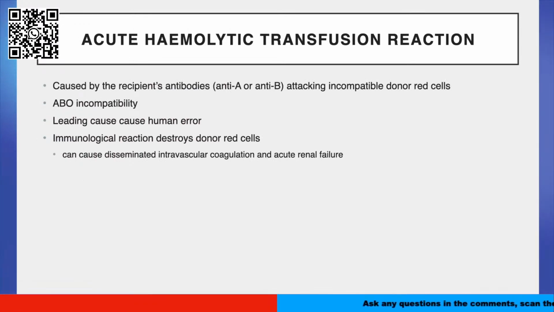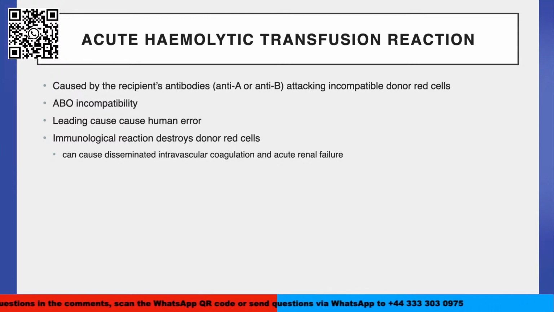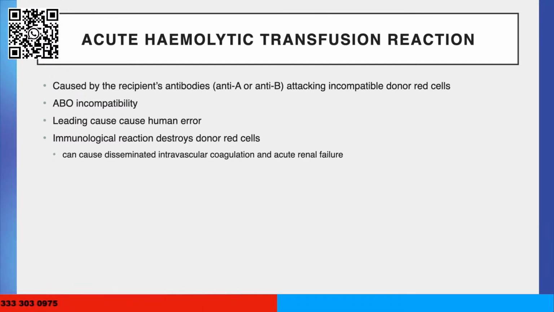Acute hemolytic transfusion reactions are caused by the recipient's antibodies attacking incompatible donor red cells. And this is due to ABO incompatibility, and the leading cause of this is actually human error. So somehow mixing up blood products before you administer them to the patient, or sending the wrong patient's sample to be cross-matched. And we asked for 2 samples taken separately from a patient to go to the blood bank before they will cross-match and issue blood.